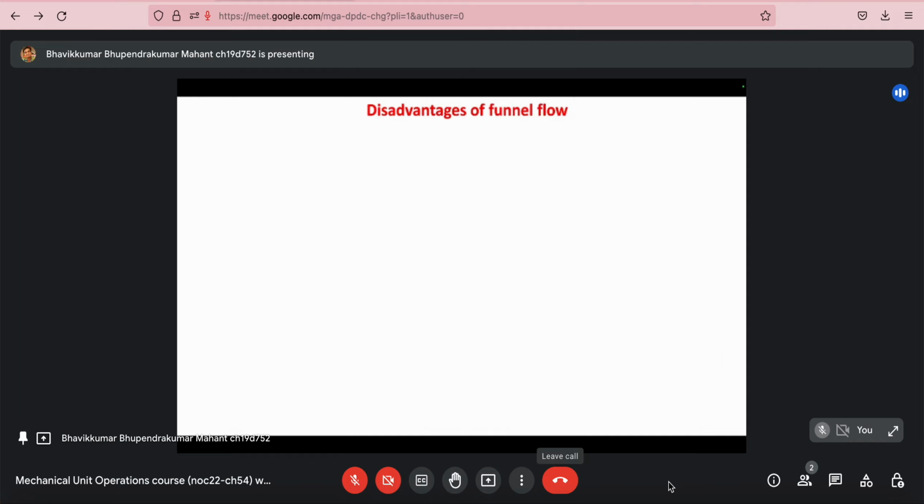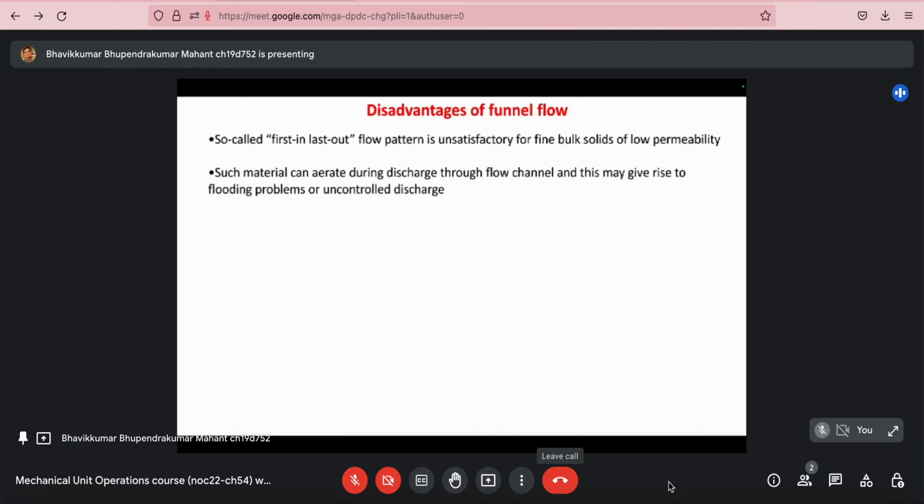Obviously, there is some stagnation zone up here in between the apertures. So mostly it has some disadvantages. What are those disadvantages? It is called first in, last out. Whatever material we first fed, it goes there and gets stuck over there. It will not come out. It will come out at the last only. So that is a very unsatisfactory pattern.